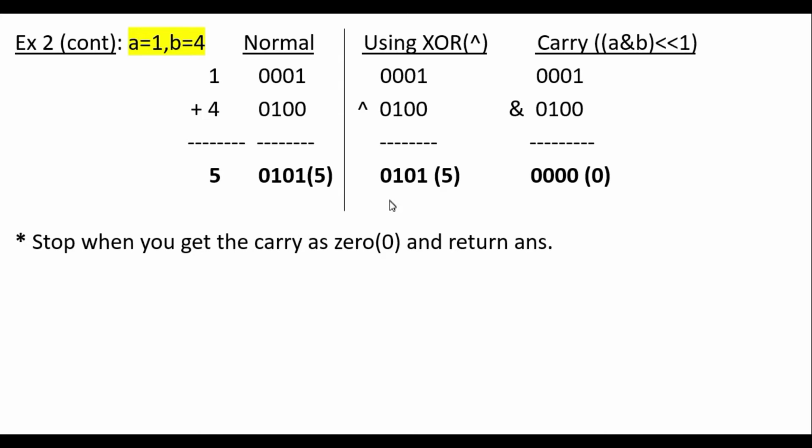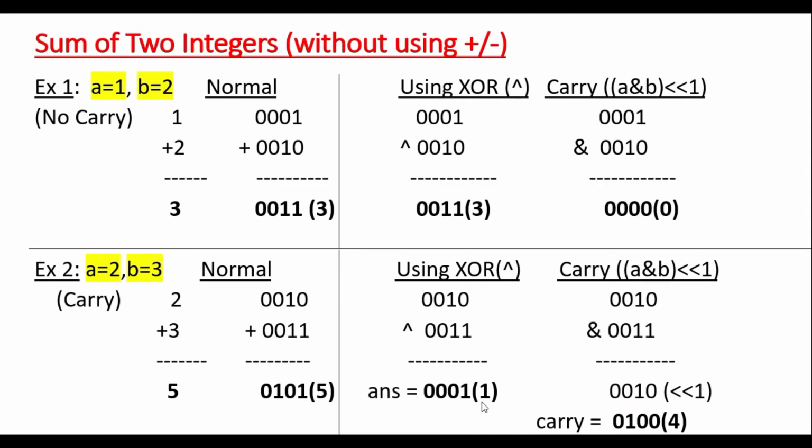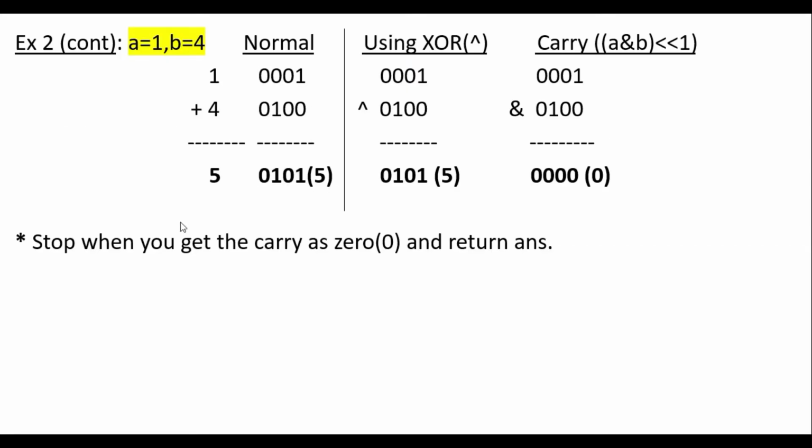Now the A becomes 1 and B becomes 4. That's because here you have got answer as 1 and carry as 4. Now update the value A with 1, B with 4. Again 1 plus 4 is 5. Yeah, it's a normal calculation. And here is the XOR operation. So 1 and 0 is 1, 0 and 0 is same so 0, 0 and 1 they are different, so 1, and we have got 5. Let's see if there is a carry.